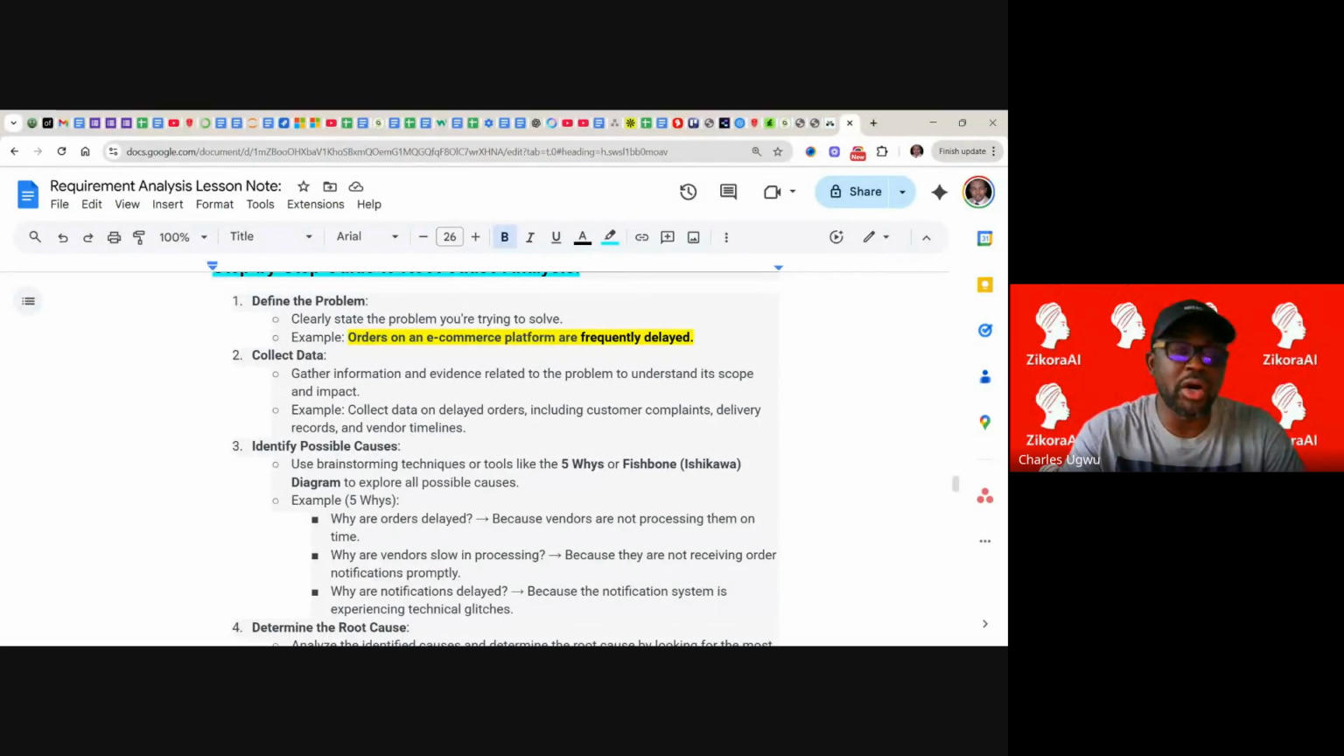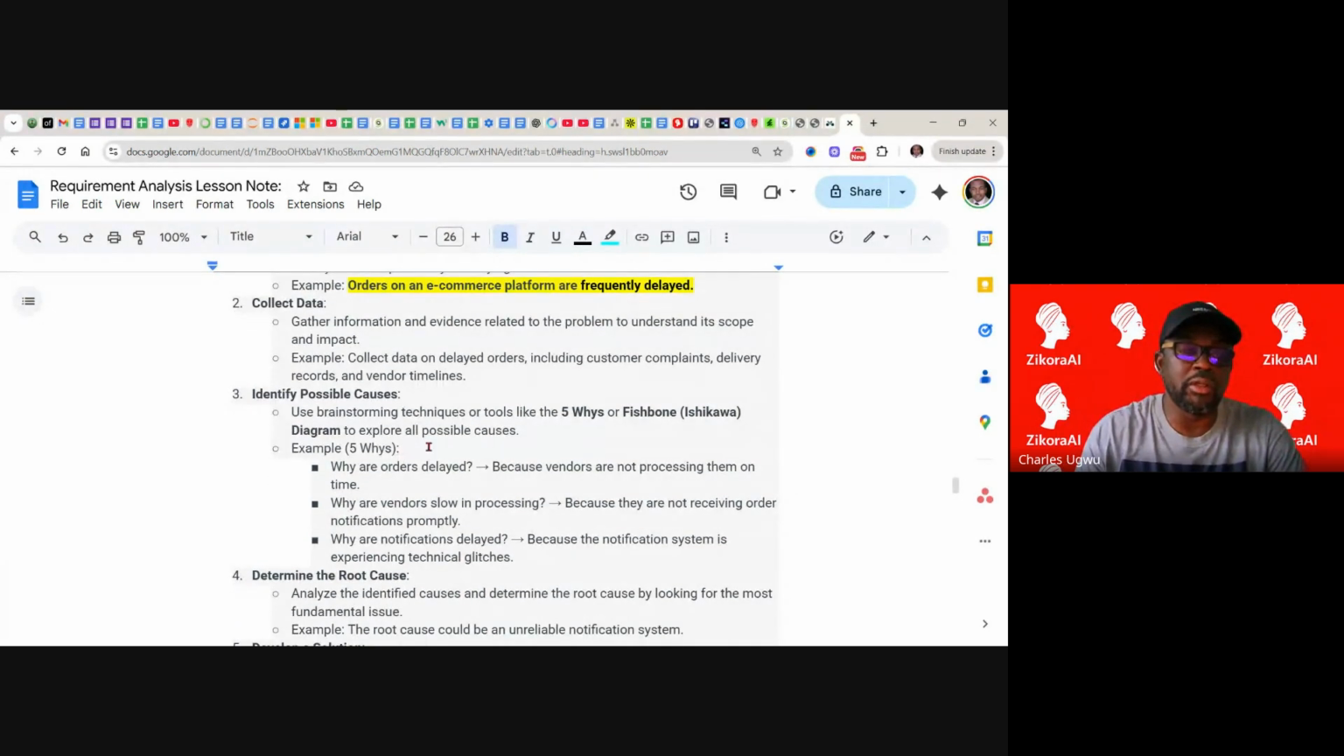We have what we call the fishbone diagram. We use the fishbone diagram as well, called cause and effect. So that is another way. A fishbone diagram is a very important technique. We are going to explore it very soon. It's a very important technique in root cause analysis. So we use why, or we use the fishbone diagram.